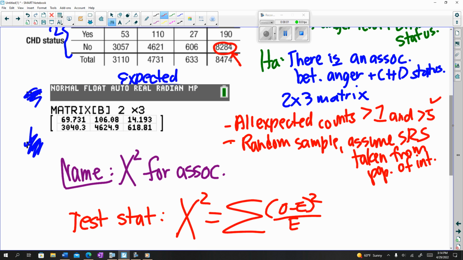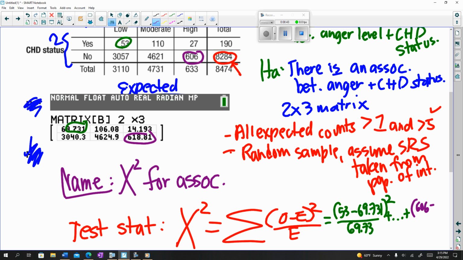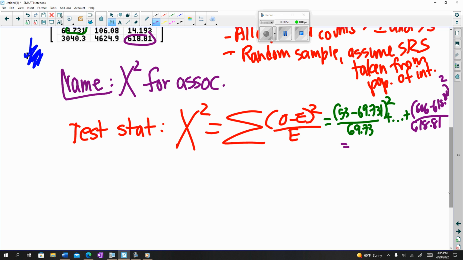So now we're going to do the first term and then a plus sign, a dot, dot, dot, and the last term. So starting with the top left, we're going to do yes and low. The observed was 53. The expected was 69.731. Squared over expected, 69.731. Now you're going to do a plus sign and a little dot, dot, dot. Then you're going to do the last term, which I'm going to do on the bottom right. That's going to be no high. So the observed was 606. The expected was 618.81, squared over expected, 618.81. Okay, so we kind of know the mechanics behind this now, and now we're ready to write our chi-square test statistic down.